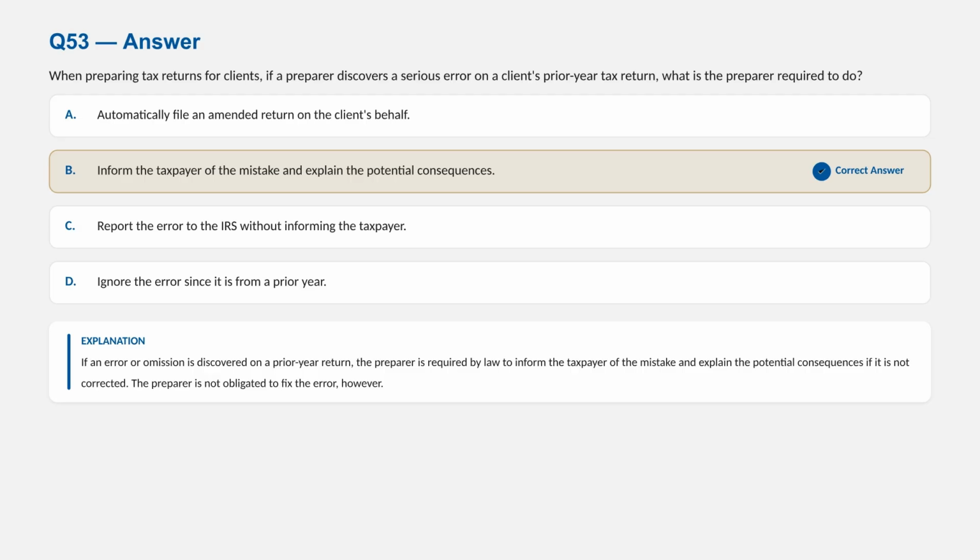The correct answer is B. Inform the taxpayer of the mistake and explain the potential consequences. If an error or omission is discovered on a prior year return, the preparer is required by law to inform the taxpayer of the mistake and explain the potential consequences if it is not corrected. The preparer is not obligated to fix the error. Great. Now let's move to our next question.